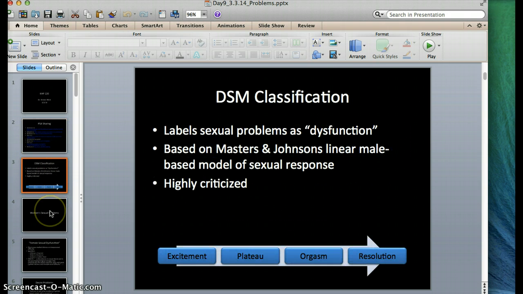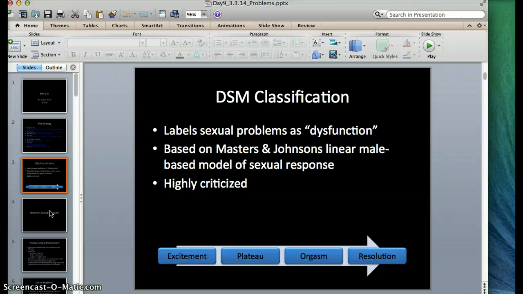So today's class was supposed to be about medicalization and sexual problems and solutions. And so this is the DSM classification, which DSM stands for the Diagnostic Statistical Manual. It's what psychiatrists use when they're diagnosing people. And it's unfortunately based on what's called the Masters and Johnson linear male-based model of sexual response.